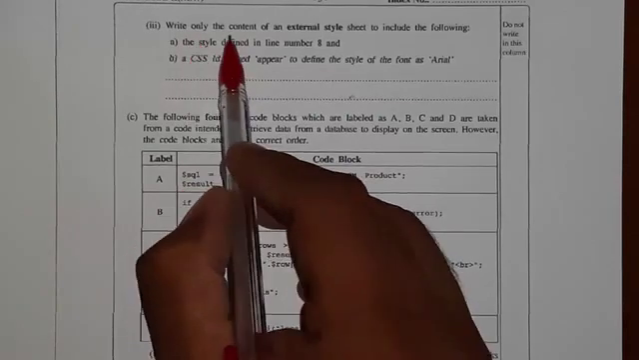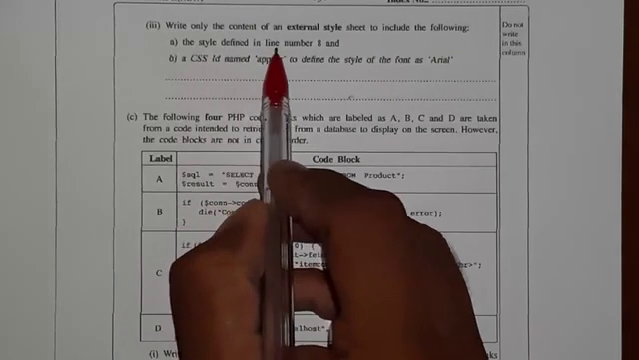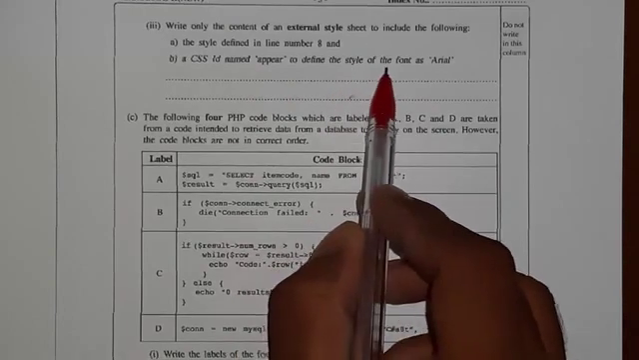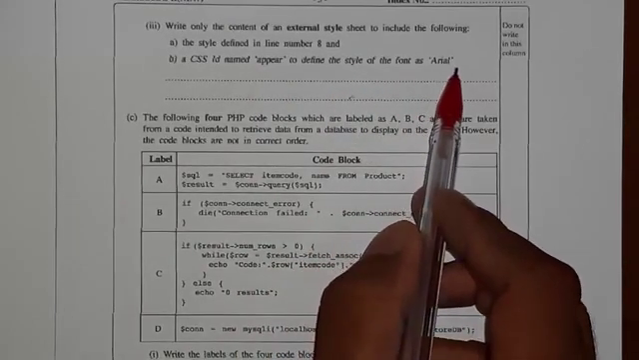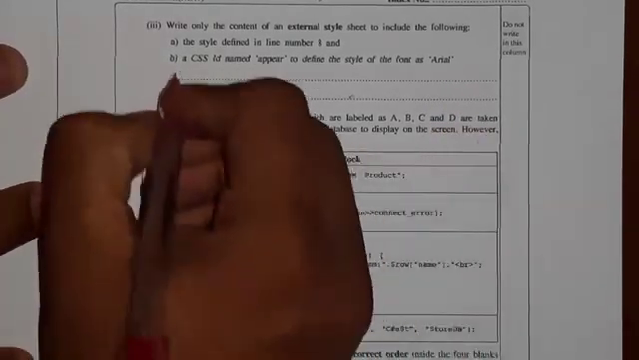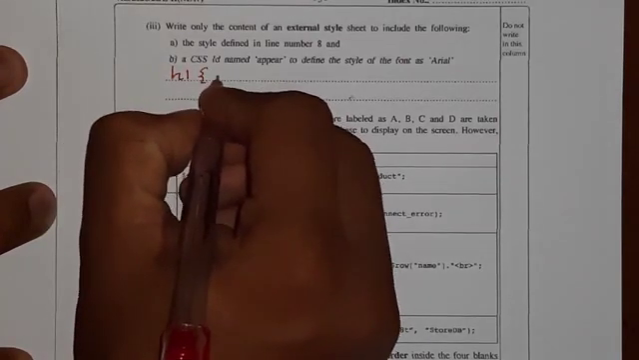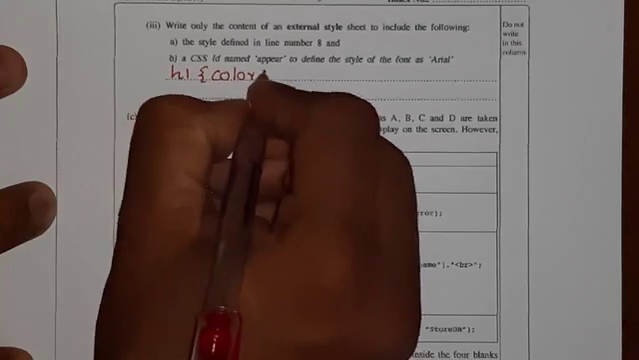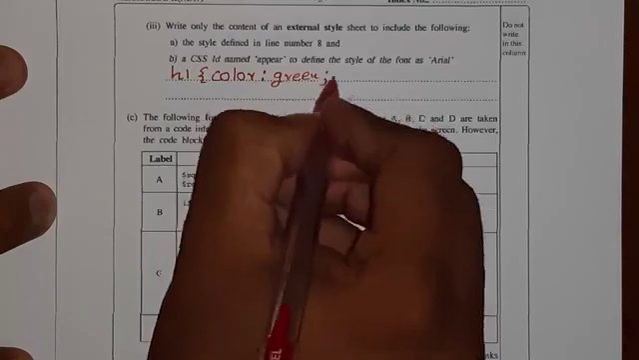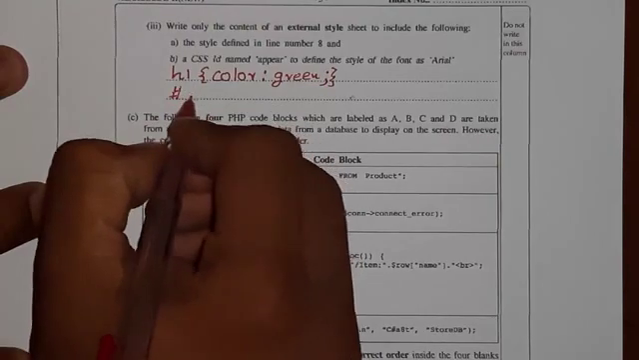Third one, write only the content of an external style sheet to indicate the following. The style defined in number 8, a CSS ID named appear to define the style of the font as Arial. You are supposed to write an external style sheet. So H1 color, green, semicolon, close braces. Then the ID selector appear.